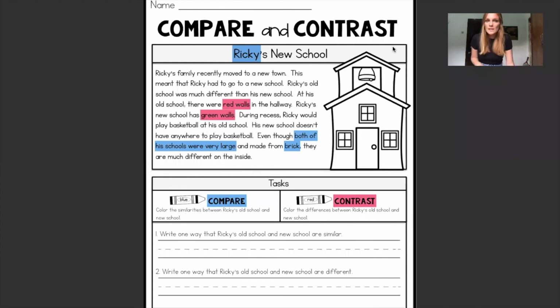Okay, so in the story, there are more similarities and differences. There are more things that are the same, and there are more things that are different. Can you find the things that are the same and highlight them blue? And the things that are different and highlight them red? When you're finished with that, you're going to give me one sentence about something that is the same and one sentence about something that is different, just like last week, okay?